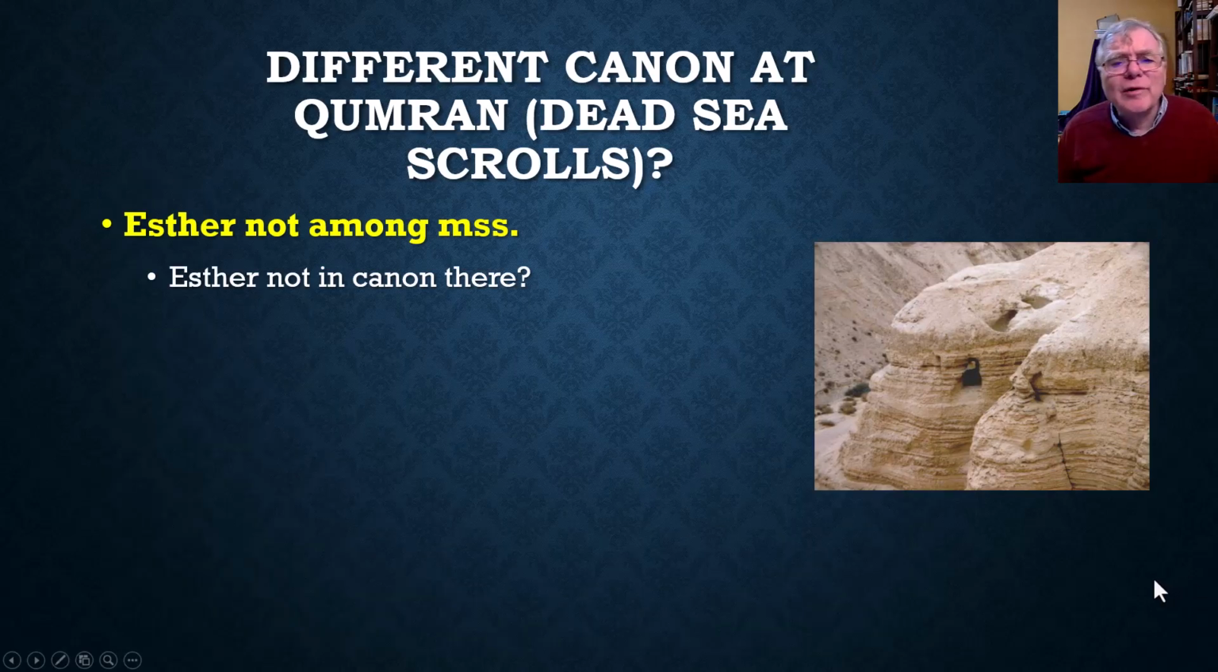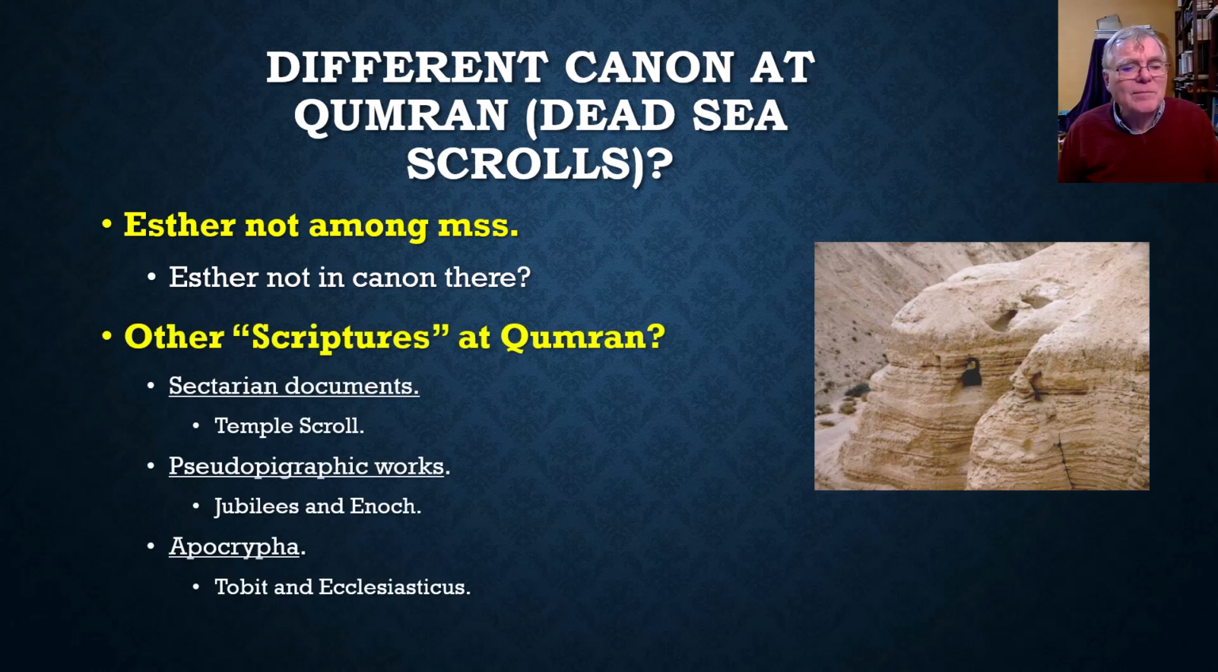There's also a question of, was there a different canon at Qumran, which is where they found the Dead Sea Scrolls? And the most important thing about the Dead Sea Scrolls is that, well, Esther was not found among the manuscripts there. They have at least a fragment of every book of the Old Testament, but there's not a single fragment of the book of Esther. And that raises the question, why is Esther not there? Is it because they didn't accept Esther as a part of the canon? Yeah, that could be the explanation. And so it raises that question.